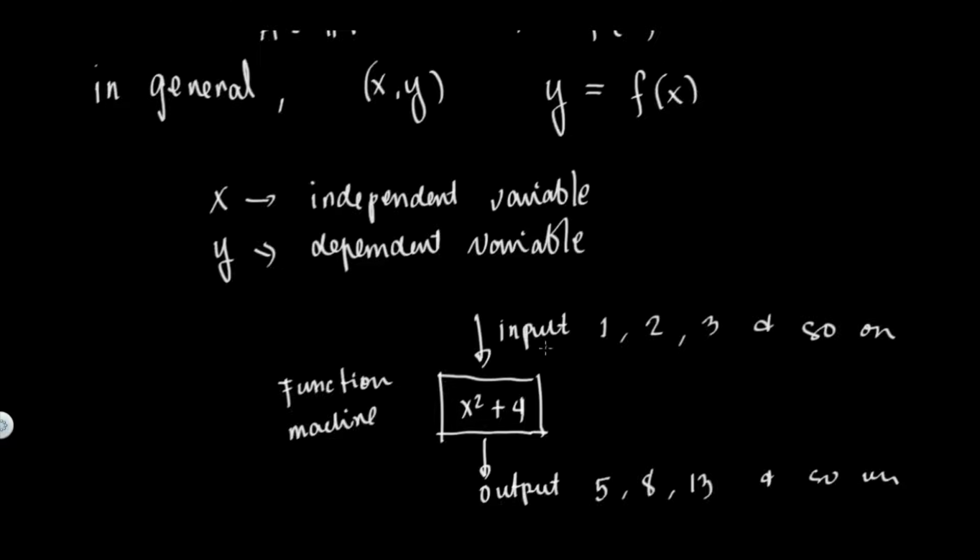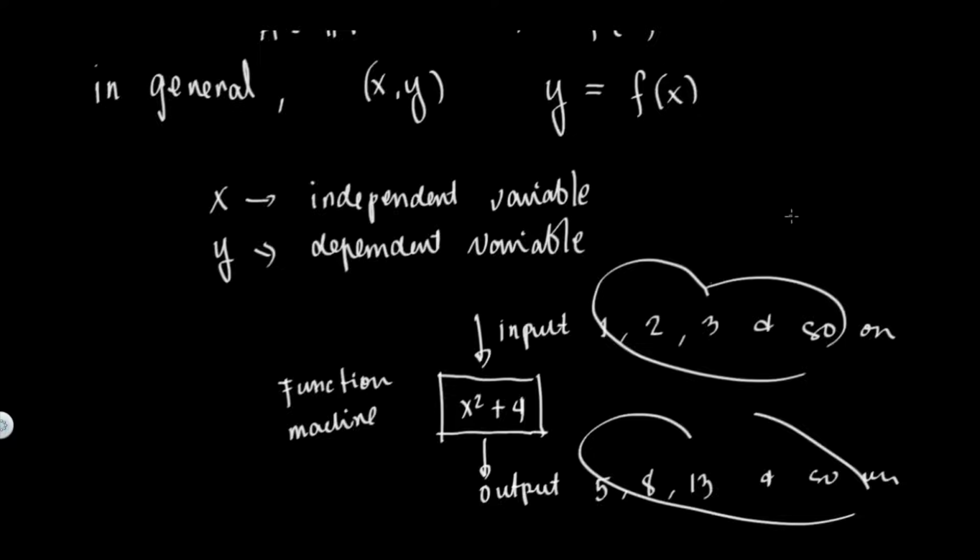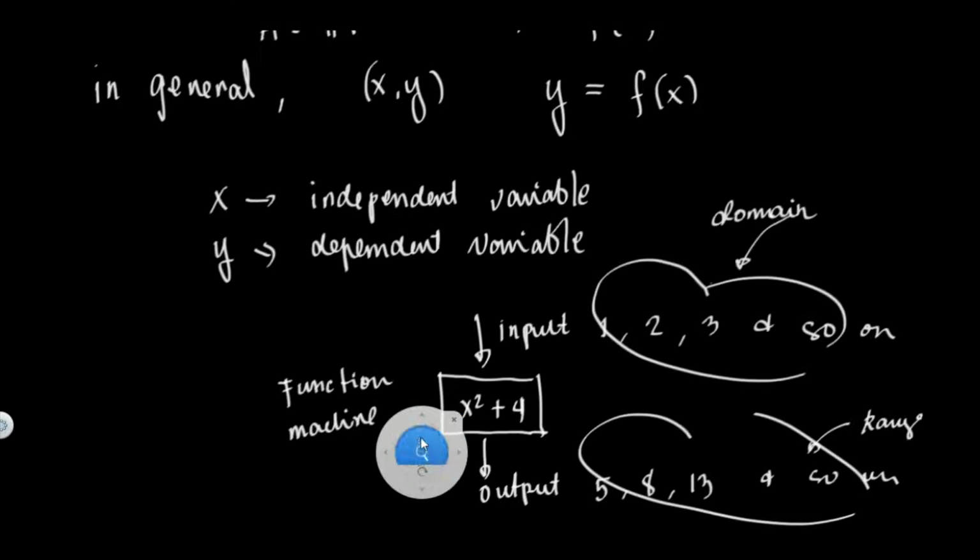Pwede rin dito, pwede ka mag-input ng 0. Pwede ka rin mag-input ng negative numbers. Okay? So ang ibig sabihin, itong mga values na to, kasama na yung and so on. Yan. Etong una, we call this domain. Ito namang nasa baba, range. Okay? Alam ko, familiar na kayo dito. Review lang ito.